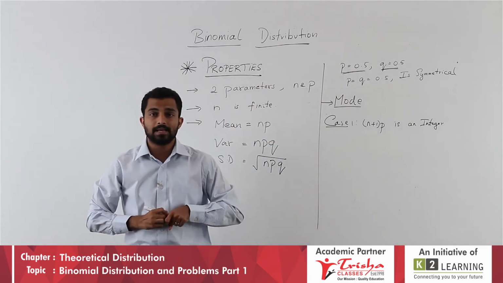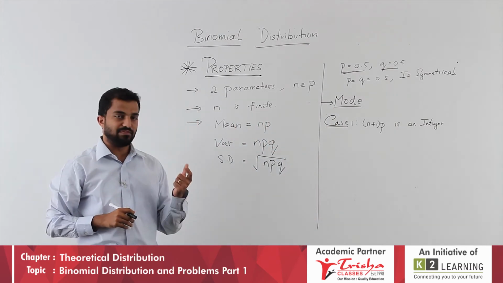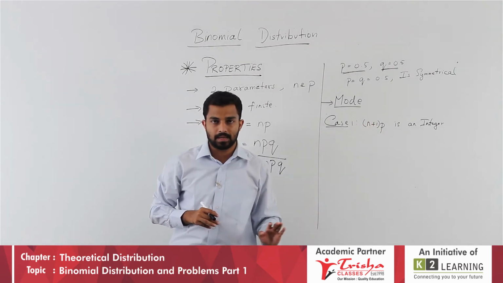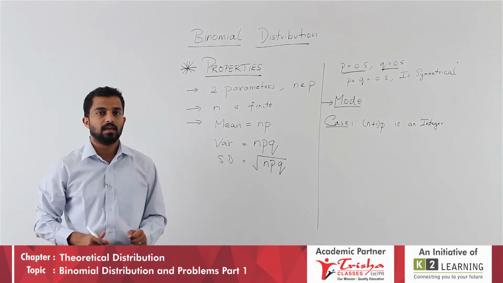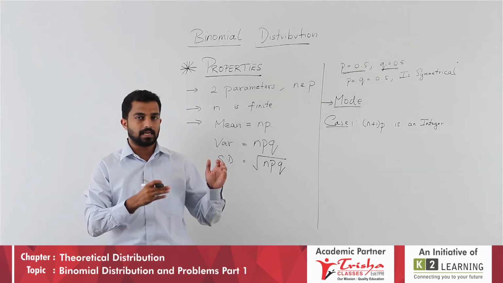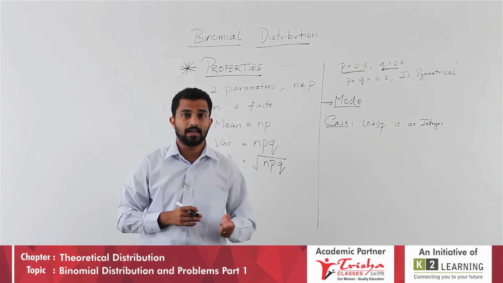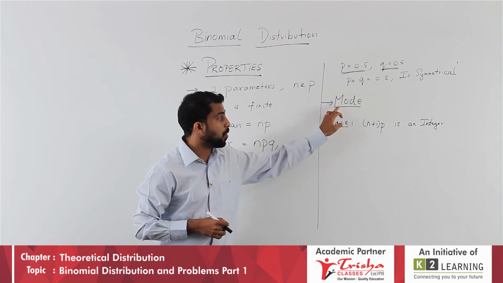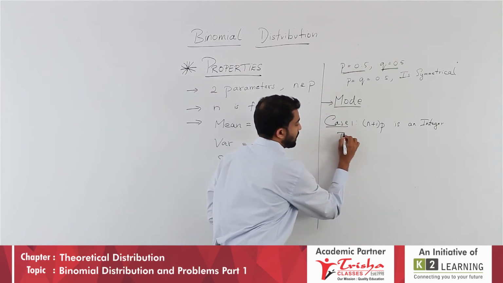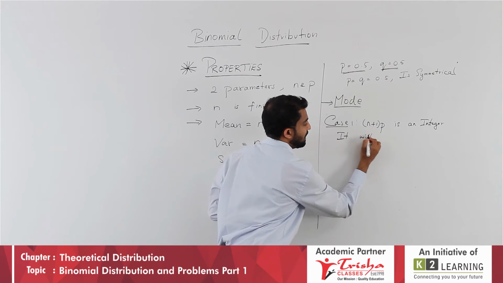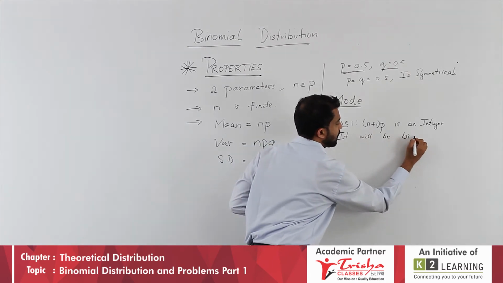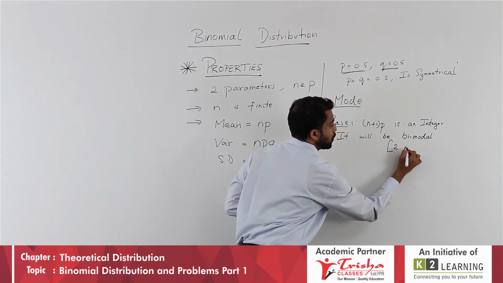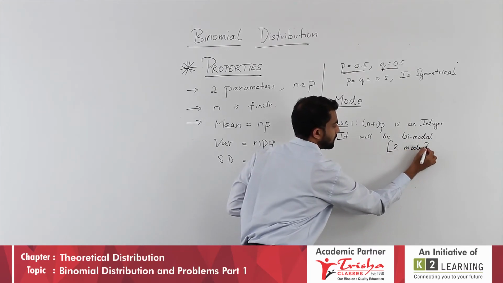Now what do we mean by integer? Integer means a fixed number. That is, whenever I multiply (n plus 1) into p, if I get the answer as 5, 6, 8, 12, 14, that means a fixed number, a whole number, then the distribution will be bimodal. That means there will be two modes.